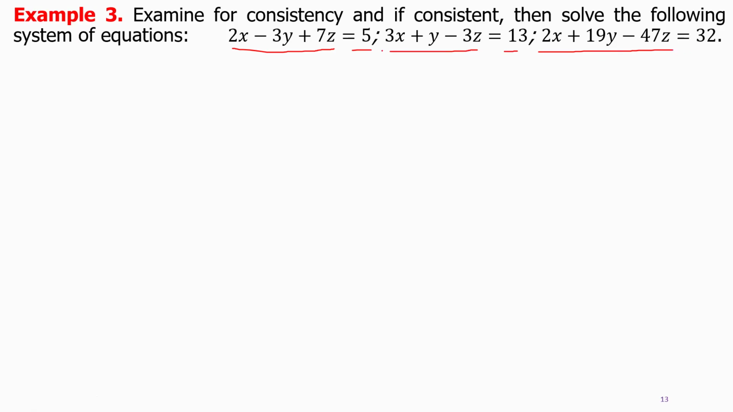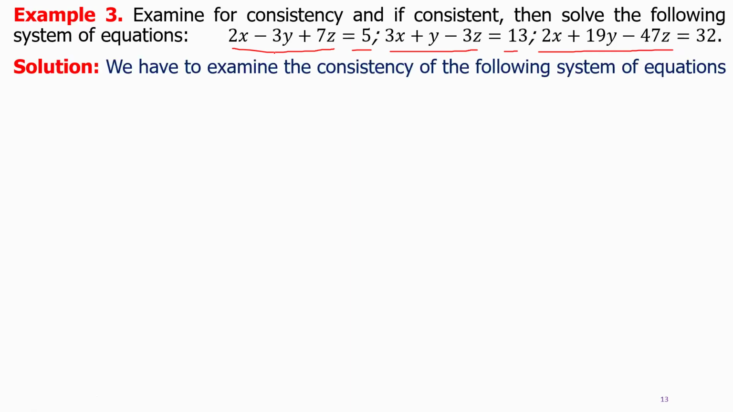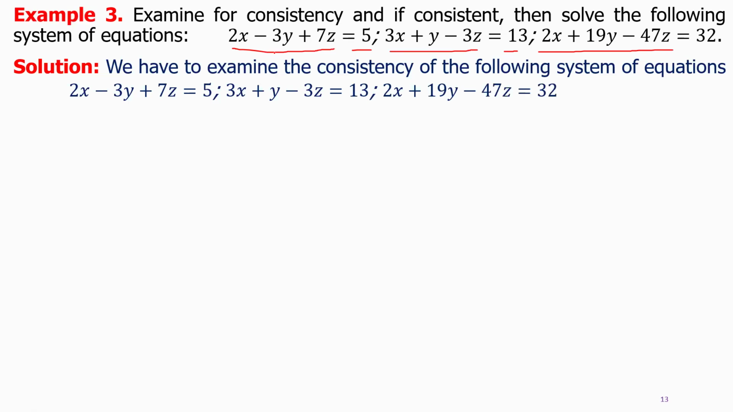So we have these three equations, three variables. We have to just check whether the given system is consistent or not. And if it is consistent, then we have to obtain the solution of the given system of linear equations. So we have to examine the consistency of the following system of equations: 2x minus 3y plus 7z equal to 5, 3x plus y minus 3z equal to 13, 2x plus 19y minus 47z equal to 32.